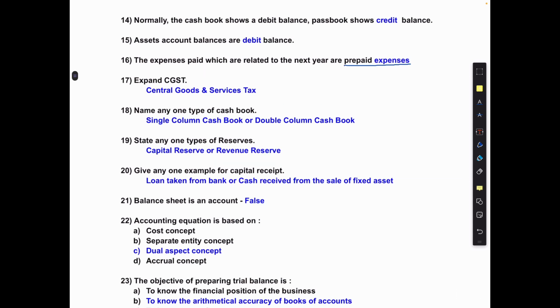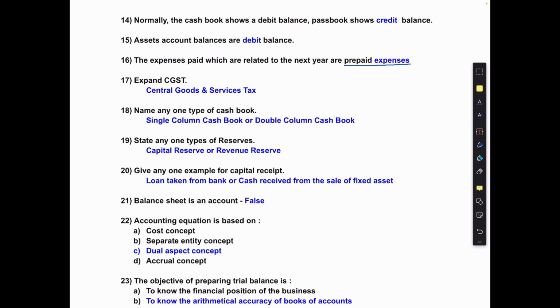Question number 14. Normally, the cash book shows a debit balance, passbook shows credit balance. 15. Assets account balances are debit balance. 16. The expenses paid which are related to the next year are prepaid expenses. 17. Expand CGST, that is Central Goods and Services Tax. 18. Name any one type of cash book. There is single column cash book, double column cash book, or you can write petty cash book.